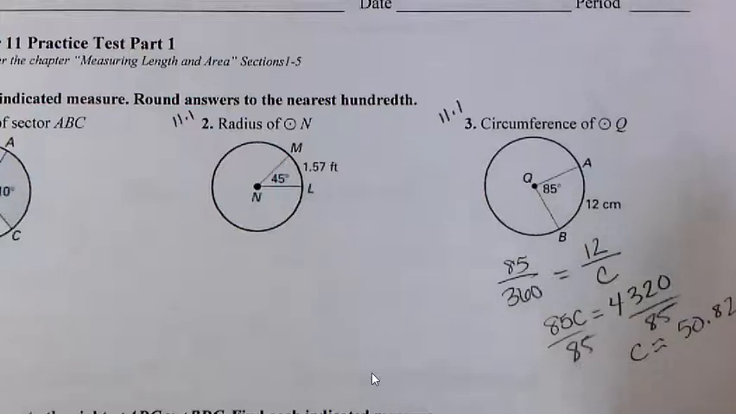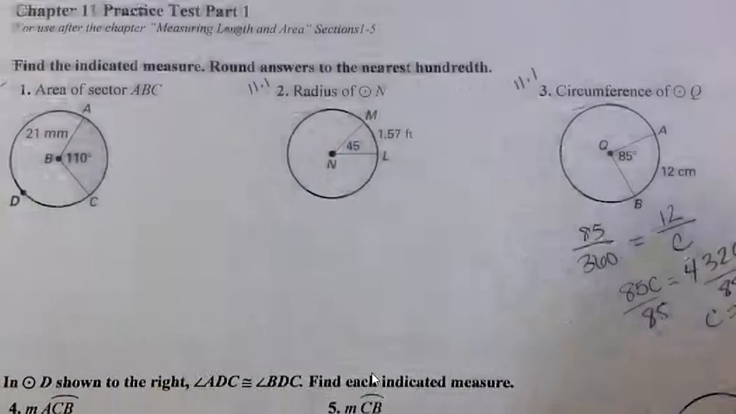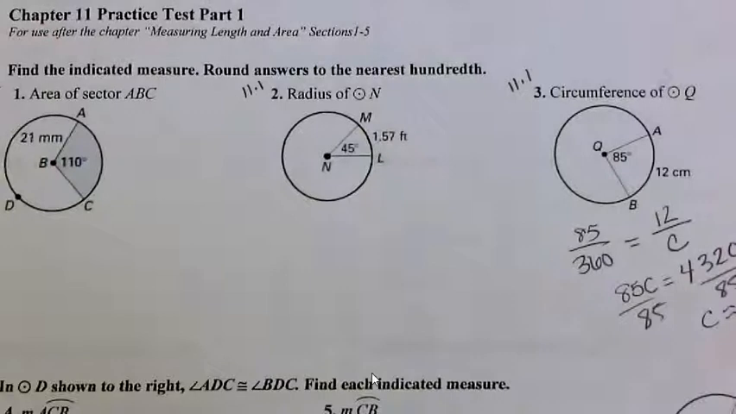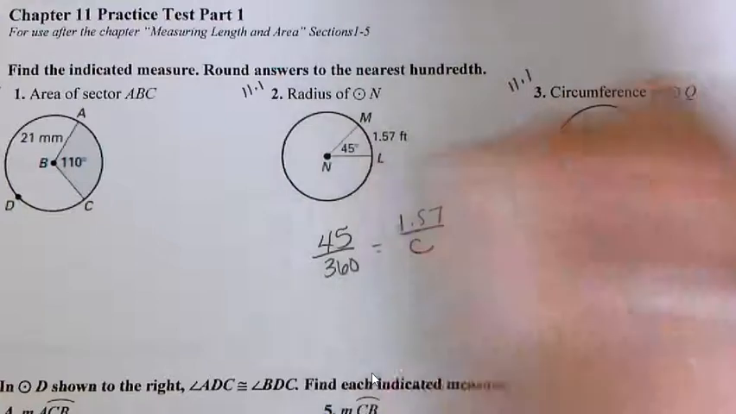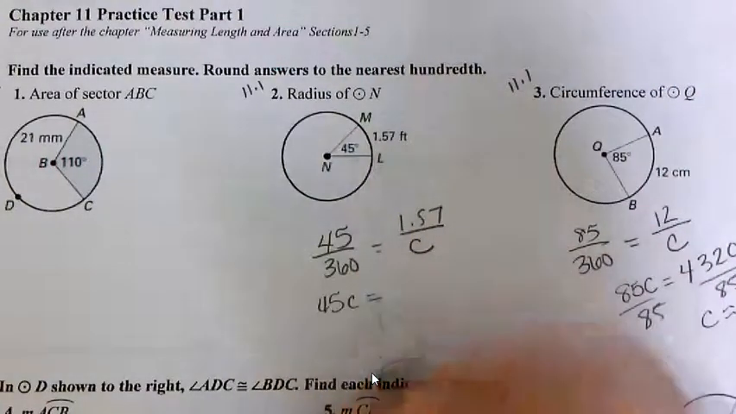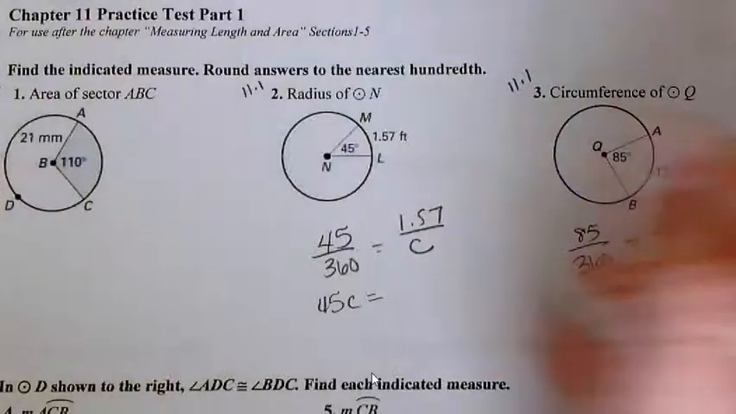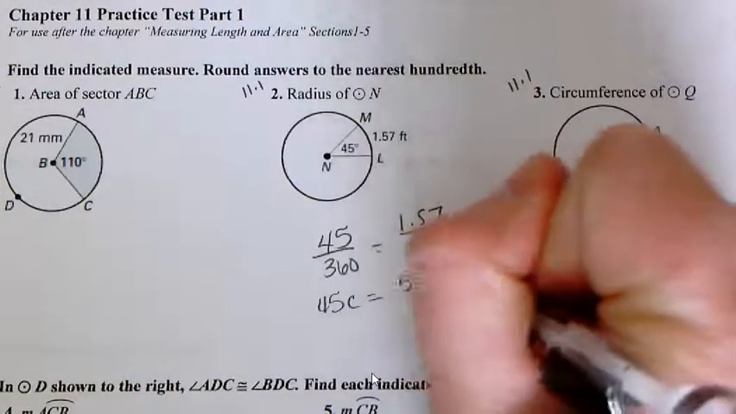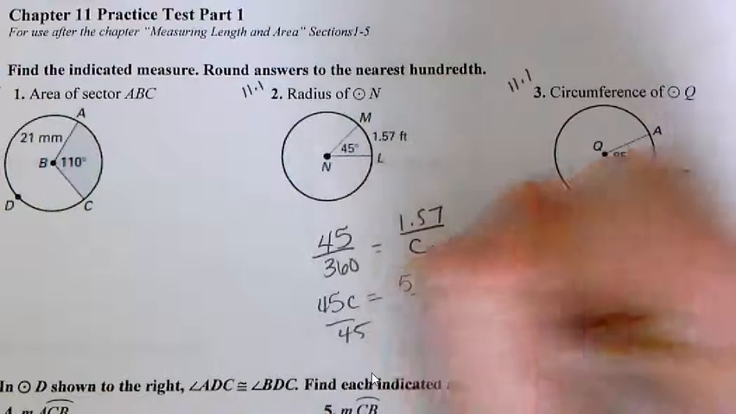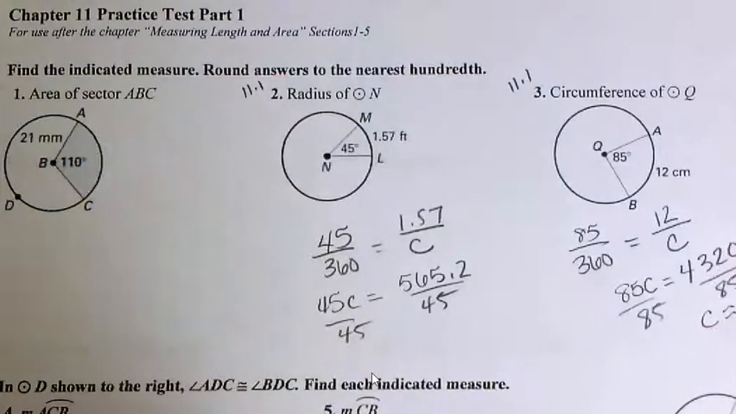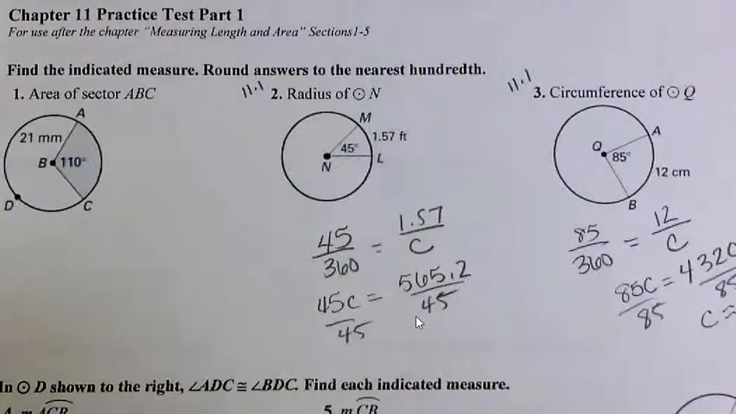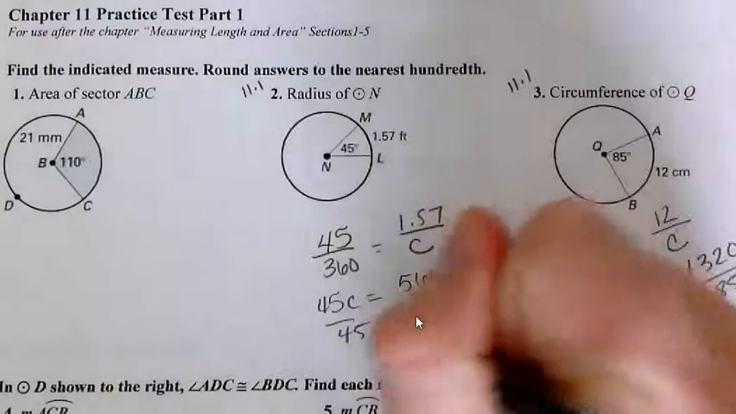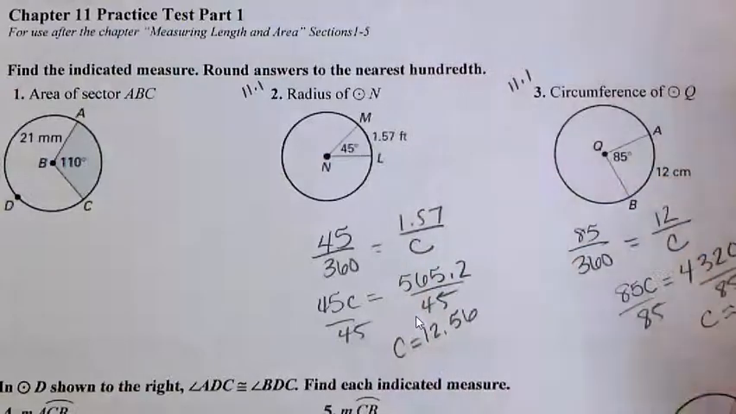So, just like number 3, I'm going to set up number 2, and then after I find circumference, I'm going to find the radius. So 45 divided by 360 equals 1.57 divided by circumference, cross multiply. 45C equals 565.2, divide both sides by 45. So after multiplying this and dividing, circumference is equal to 12.56.